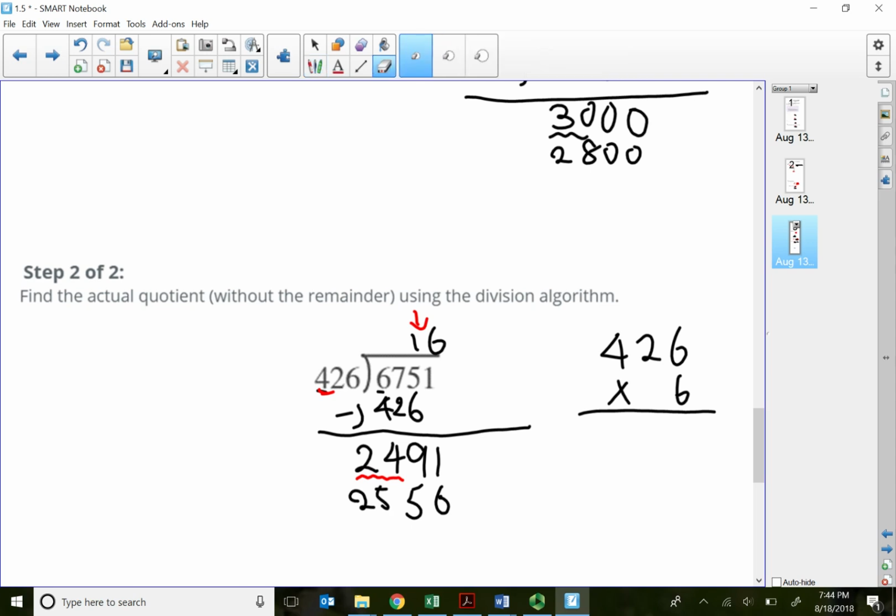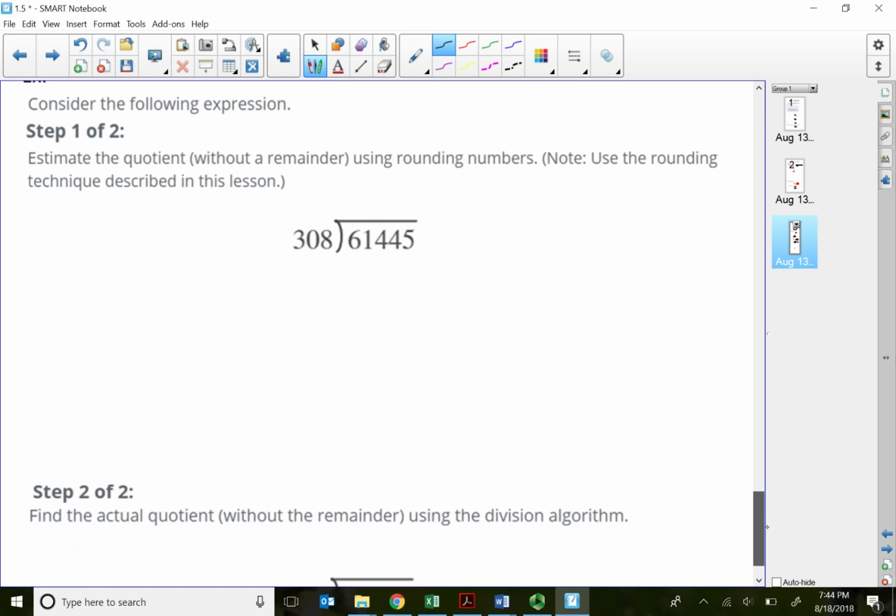So I can stop now, because I know if 6 is too big, then the next digit down will actually work. So my actual quotient without remainder is about 15. All right. So let's try another one.